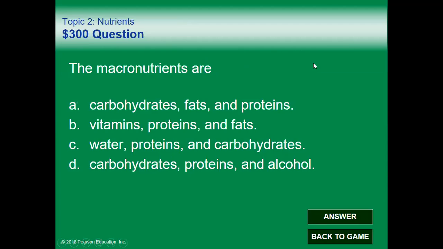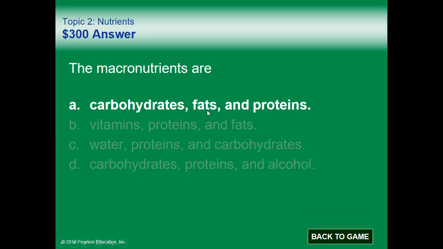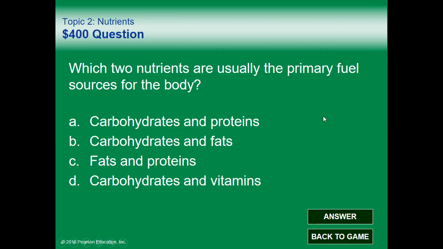Macronutrients. Which ones are those macronutrients? I'm guessing A. A, yes. Carbs, fats, proteins, okay? Which two nutrients are usually the primary fuel sources in the body? We did this, but we'll do it again. Carbohydrates and fats.